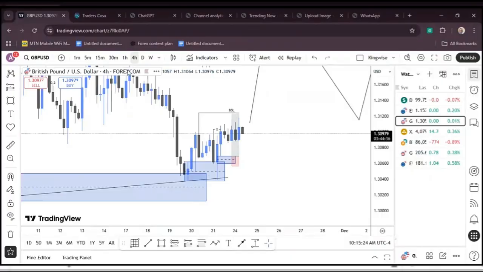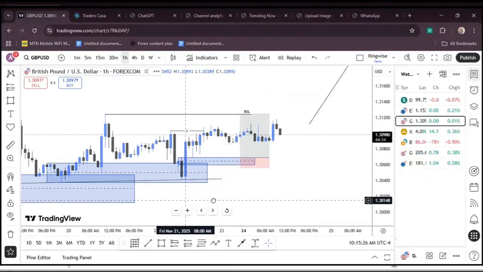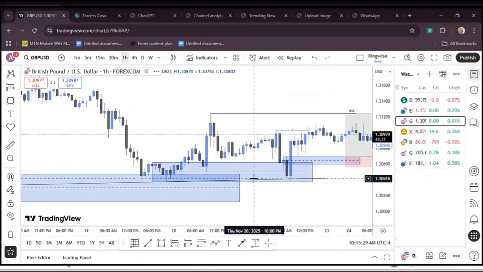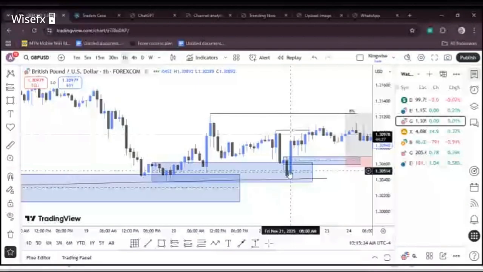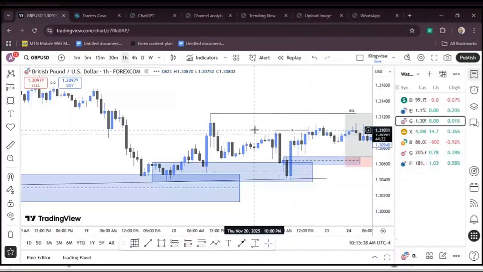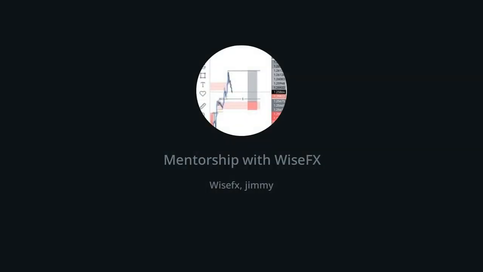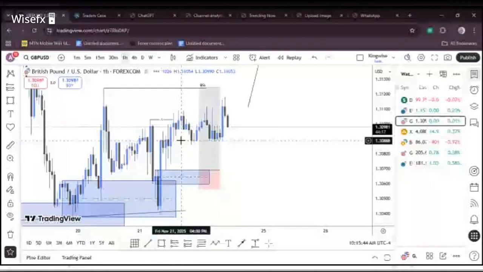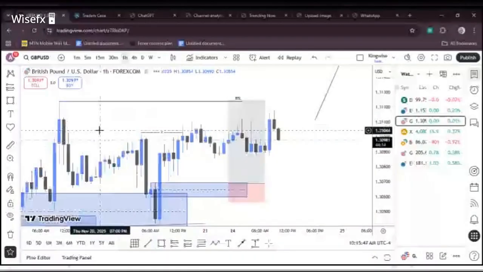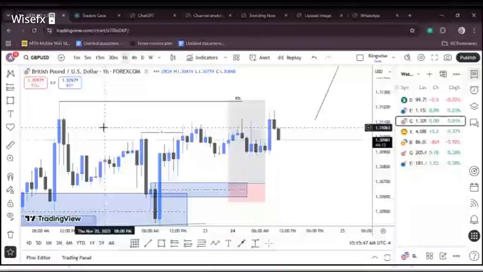So I went down to my 1 hour and saw the rejection. Look at it. Price gave a bullish engulfing candle to reject that zone. So when I saw that, I was looking for an entry on that zone. There was no clear order block. This is the last candlestick before this impulsive move.